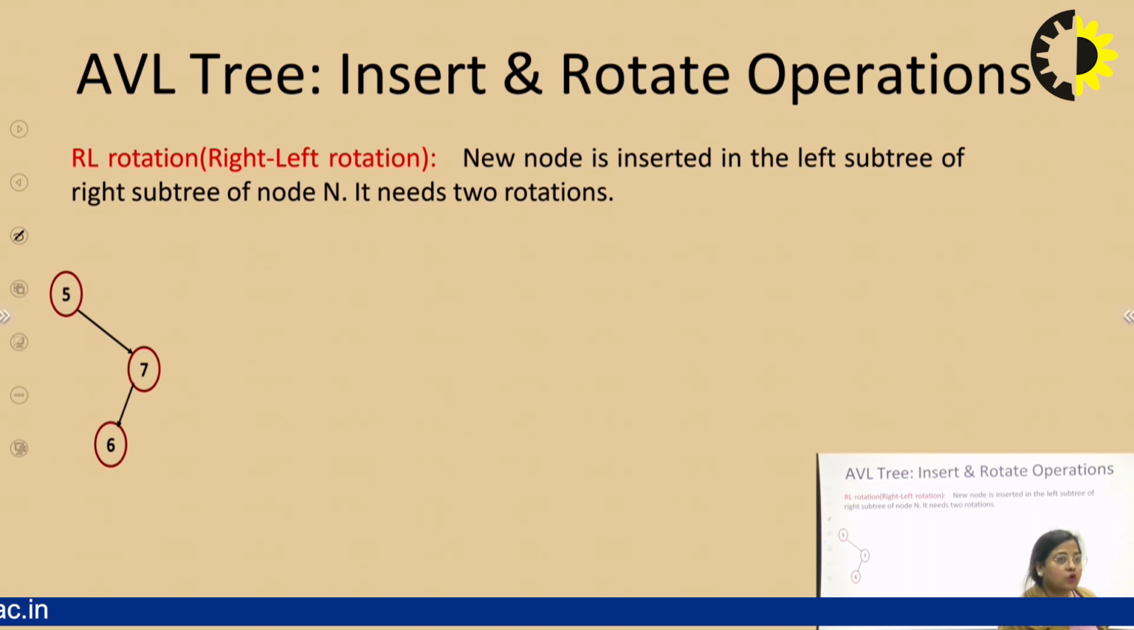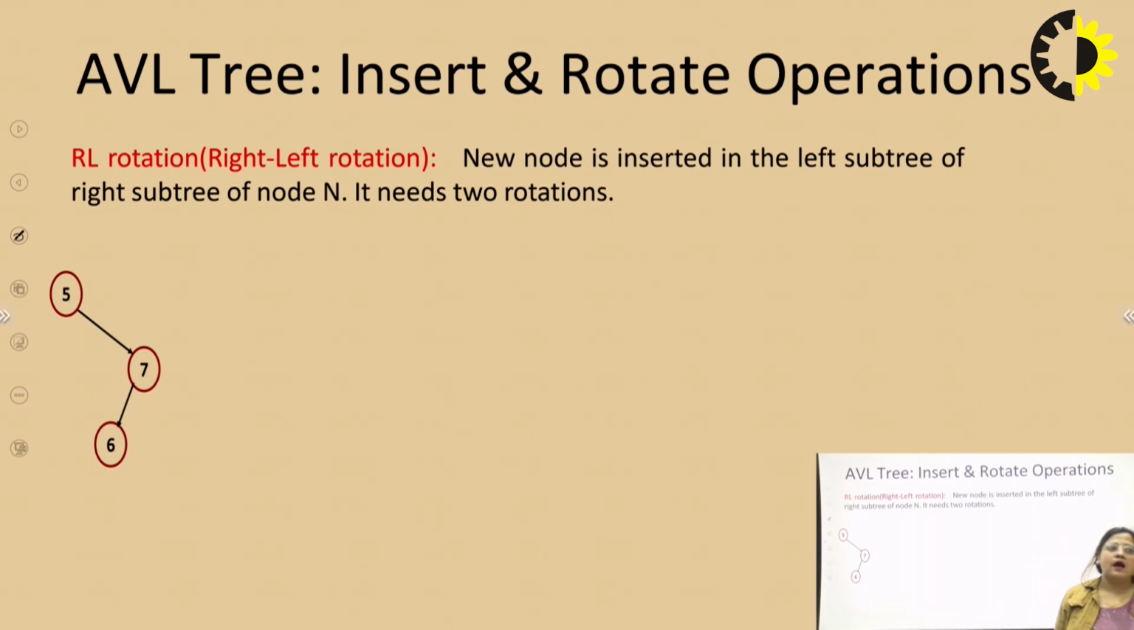Now comes the fourth type of rotation, that is called RL rotation. RL rotation means right left rotation. It means a new node is inserted in the left subtree of the right subtree of node N. It means firstly it is inserted on the right side, okay. Now comes to left, which means the left subtree is inserted in the right side of node N. Node N is what? B. It is your node N.